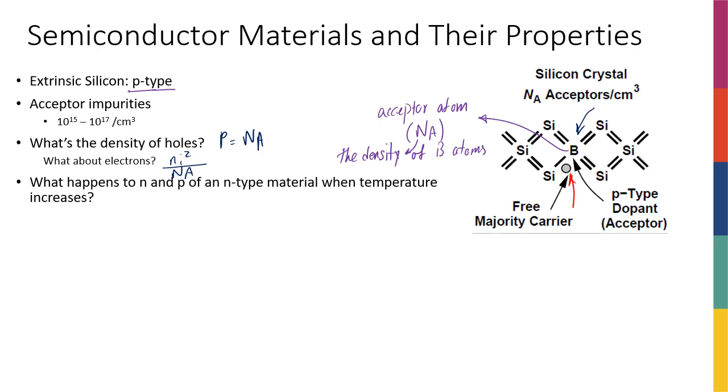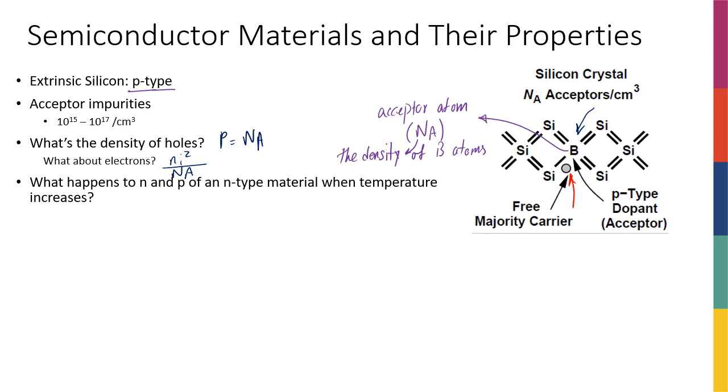Okay, so nothing new here. It's just the opposite of what we discussed before. Now, one question, or you can think of it as a micro quiz kind of a thing: think about what happens to N and P, meaning the density of electrons and density of holes, in an N-type material when temperature increases.